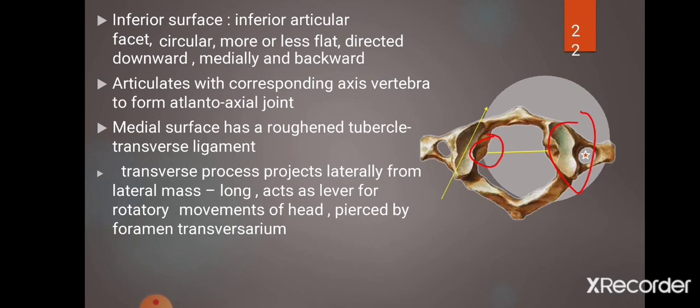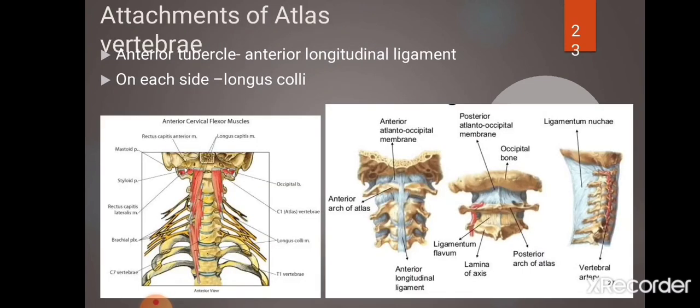Now the transverse process projects laterally from the lateral mass, is long, acts as a lever for rotatory movements of the head, and is pierced by the foramen transversarium.